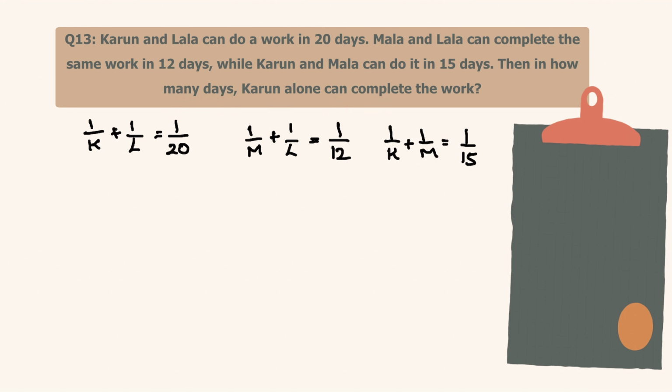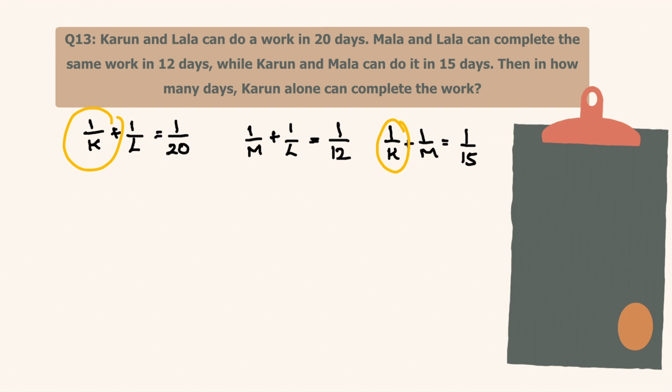So 1 by k is what we have to find. You can solve it in different ways. Why? Because there are 3 equations and 3 variables. We have already discussed this. If you want to solve for 3 variables, you need a minimum of 3 equations. Here, a minimum of 3 equations is given. We can solve it in different ways. I am just doing it in my own way. You can try whichever way is comfortable for you.